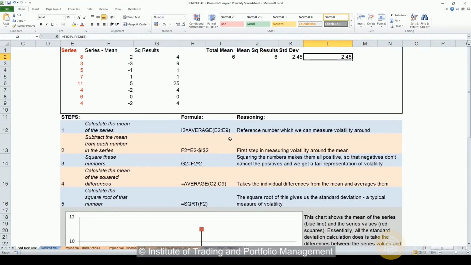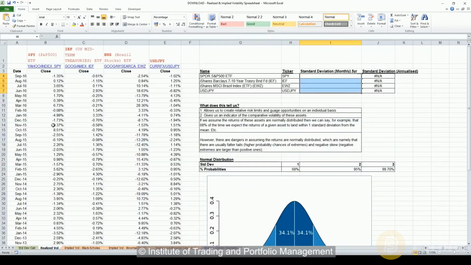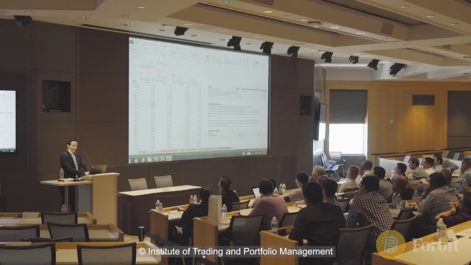Okay. So in this sheet, all I've got here are 4 assets. The assets are the SPY ETF, so the S&P 500 ETF, a US mid-term Treasury ETF, a Brazilian stock market ETF, and the dollar-yen currency pair. And all I've got here is 5 years of monthly returns for each asset, and we're just going to calculate the standard deviation for each of those. And just out of interest, I'm going to go through those assets and see which we think is going to be the most volatile.